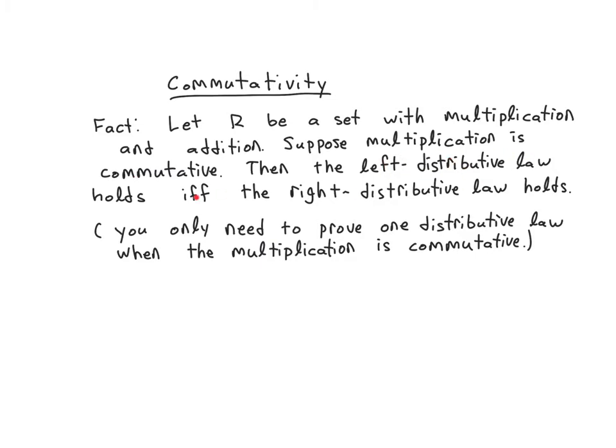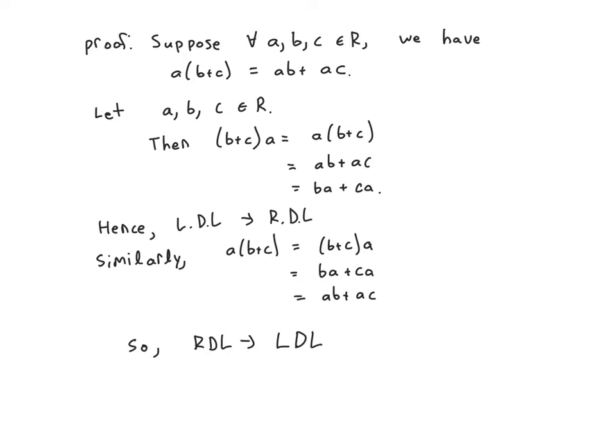Then the left distributive law holds if and only if the right distributive law holds. In other words, when you're trying to prove R is a commutative ring, you only need to prove one of the distributive laws. You don't have to prove both. But if R is not commutative, the multiplication is not commutative, you will have to prove both. So here's the proof of that fact.